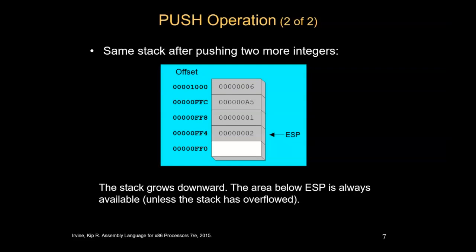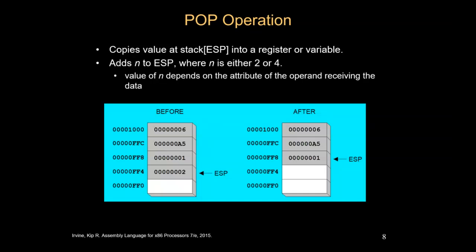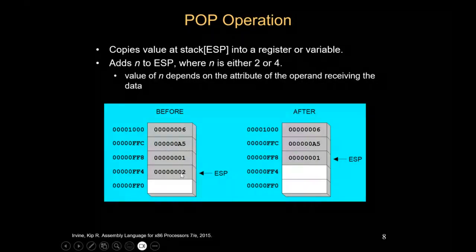Are you fine? So we have what we call the pop operation. The pop operation removes a value from the stack. Even in high level, you have something like that, which we can remove a value from a stack. After a value is popped from the stack, the stack pointer increments. You can see from this figure that initially we had 006, 0000A5, 001, 00. Then we popped.